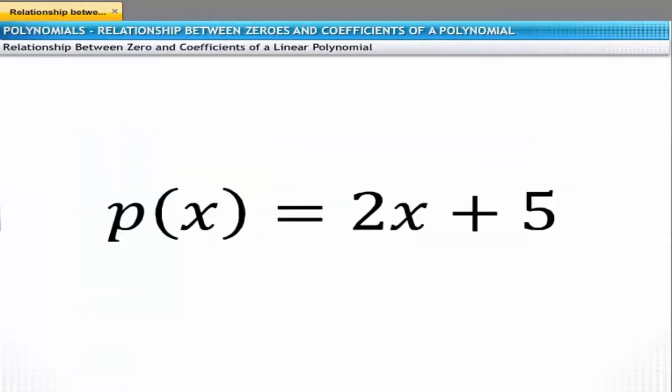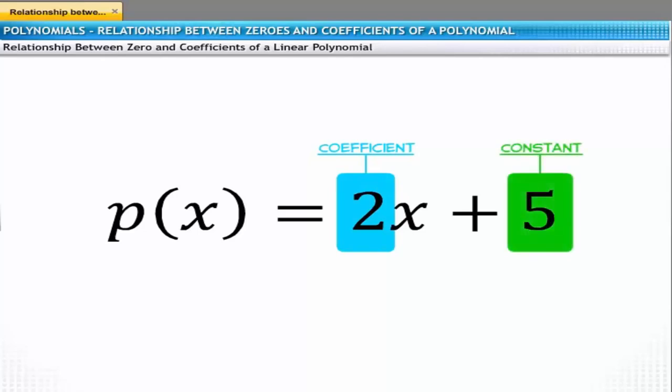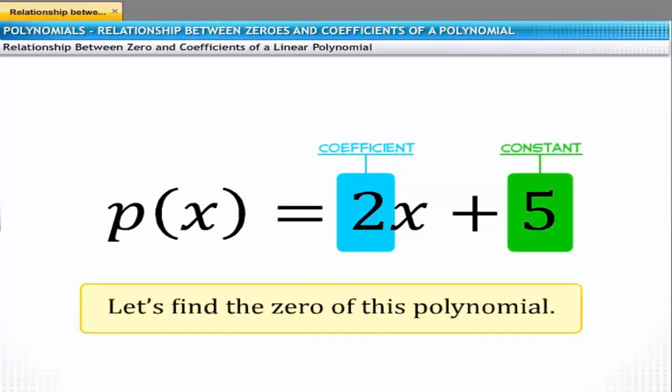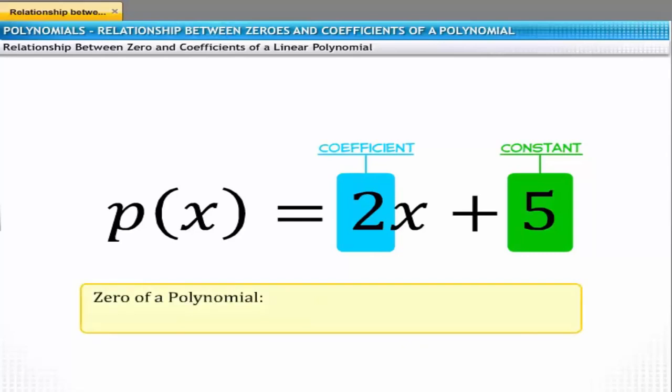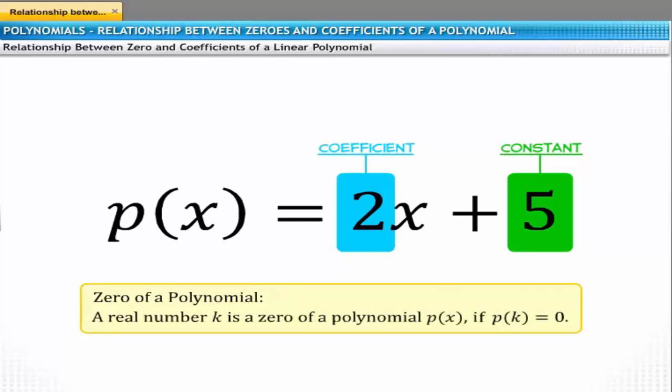Let's consider a linear polynomial 2x + 5. Here x is the variable with 2 as its coefficient and 5 is the constant term. Now, let's find the zero of this polynomial. The zero of a polynomial is defined as any real number k, for which the value of the polynomial becomes 0.